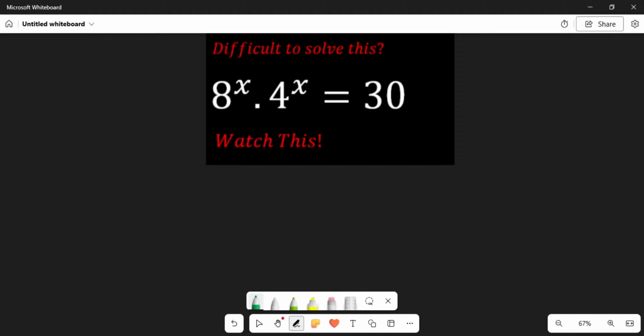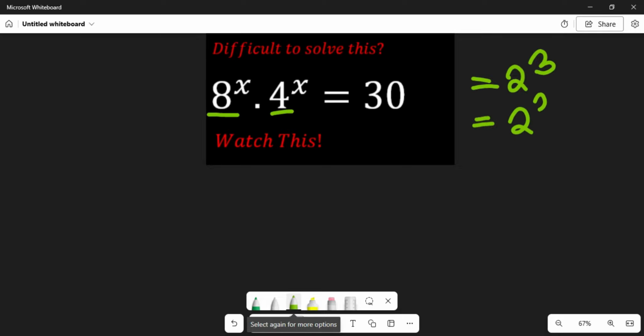For the fact that I can simplify 8 to become equal to 2 to the power of 3, and I can simplify 4 to become 2 to the power of 2. Does it clear the fact that this expression is very easy to solve? Remember, 30 cannot be expressed that way. So how do we go about solving questions like this? Finding such questions very difficult to solve.